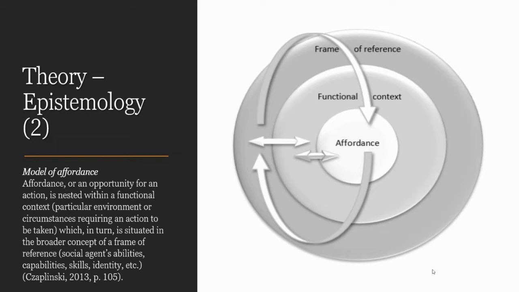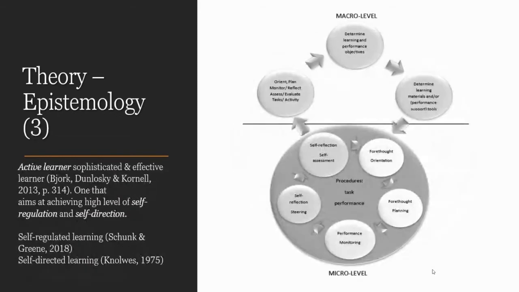And functional context is the environment that triggers the perception and uptake of the affordance, of the opportunity. But functional context doesn't exist outside the frame of reference. So this is the constant relationship between who I am, what the situational or functional context around me is, what the affordance, the opportunity for an action, is, and how I react, what I do in this situation.